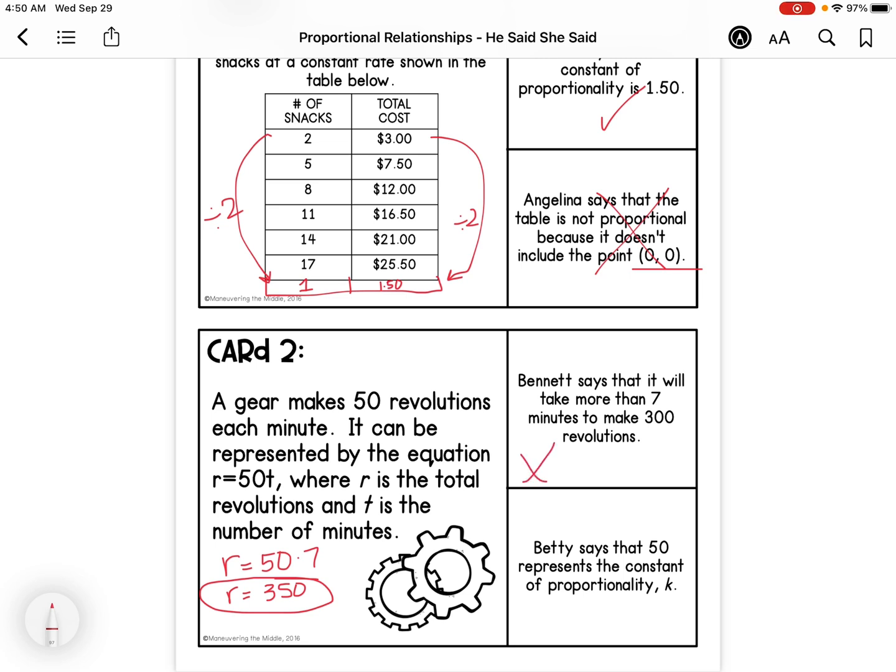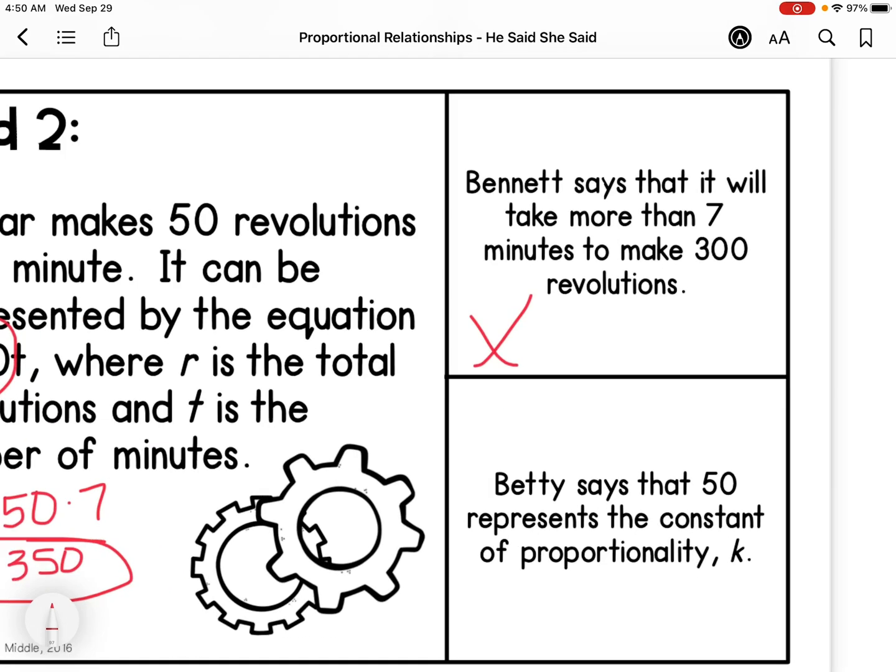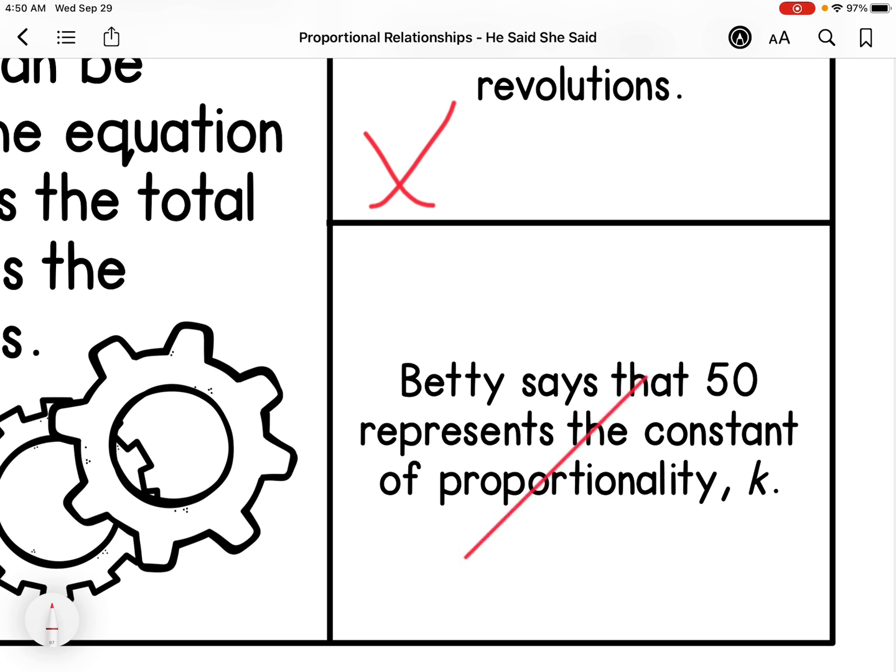Betty says that 50 represents the constant of proportionality K. Well, it does because 50 represents the amount for 1. So Betty's right. Whatever the number is in front of the variable in the equation, that right there is the constant of proportionality.